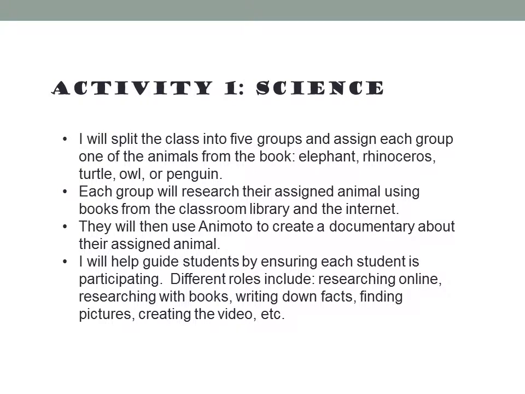The first activity I created is a 3rd grade science activity. I will split the class into 5 groups based on the 5 animals represented in the book: elephant, rhinoceros, turtle, owl, and penguin. Each group will then research their assigned animal, and they can use books from the classroom library or the internet, and then they will create an Animoto video, a documentary video about this animal.